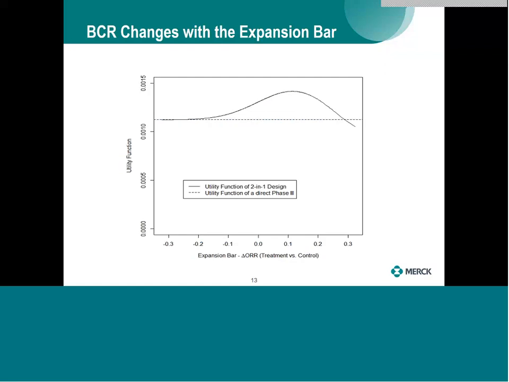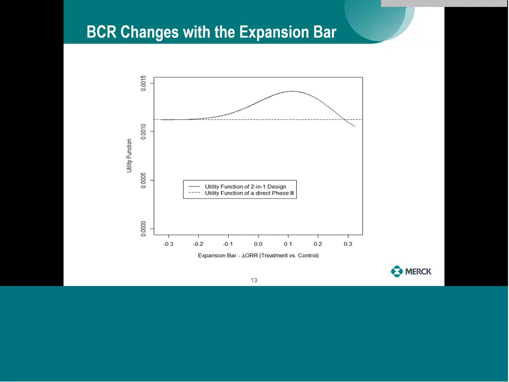So in comparison, we also provide the BCR for the direct phase 3 trial, which is in dotted line. For the phase 3 trial, without any gatekeeping, the BCR is of course just a constant. But for the 2-in-1 adaptive design, the BCR changes with the bar, which is in a solid line. And when the bar is very low, you basically go to phase 3 regardless. As you can imagine, the solid line and the dotted line overlap.